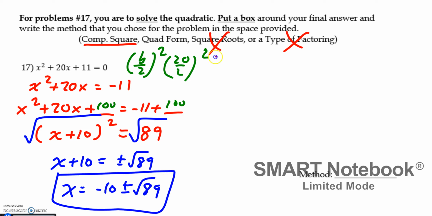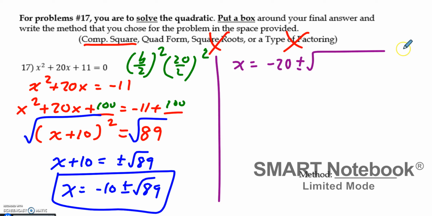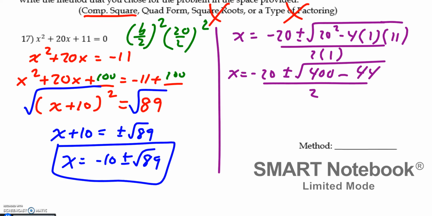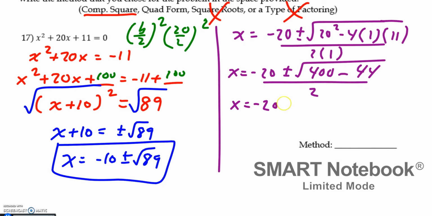Now, if you are a quadratic formula fan, instead of completing the square, let me do that as well. x equals negative b plus or minus the square root of b squared minus 4 times a, which is 1, times c, all over 2 times a. x equals negative 20 plus or minus the square root of 20 squared, which is 400, minus 4 times 1 times 11, minus 44, all over 2. So x would equal negative 20 plus or minus the square root of 356, all over 2.